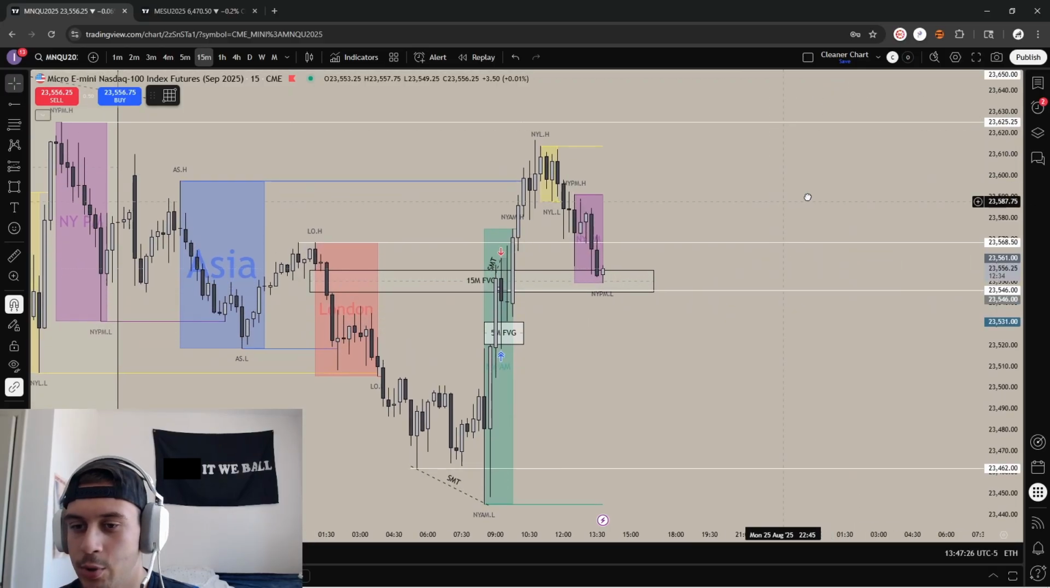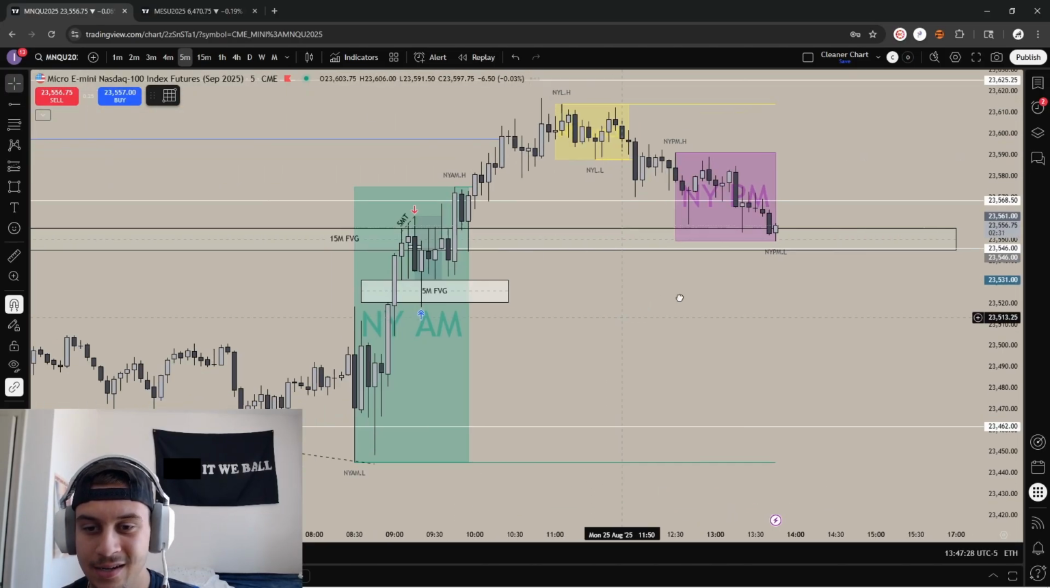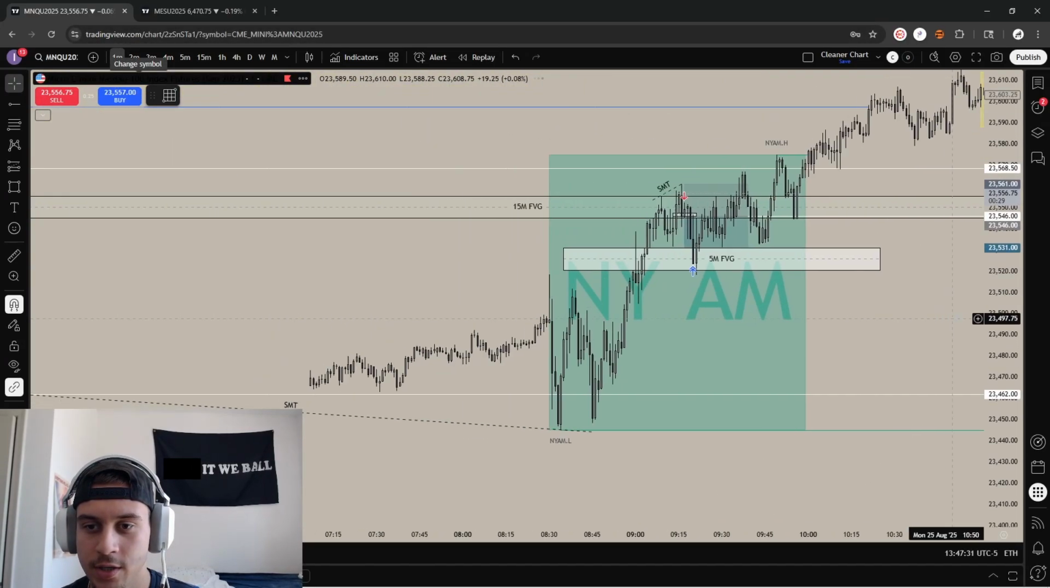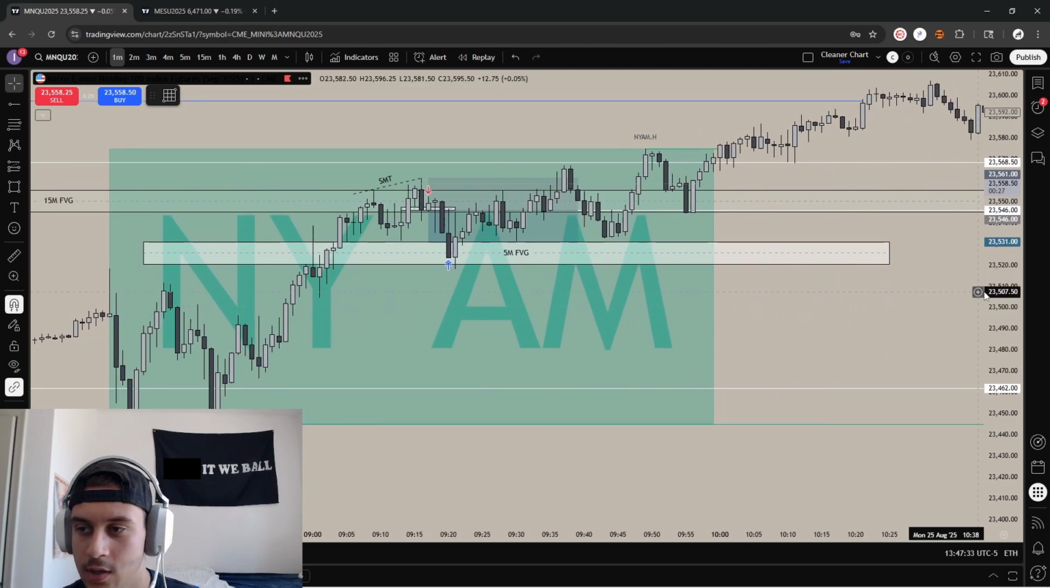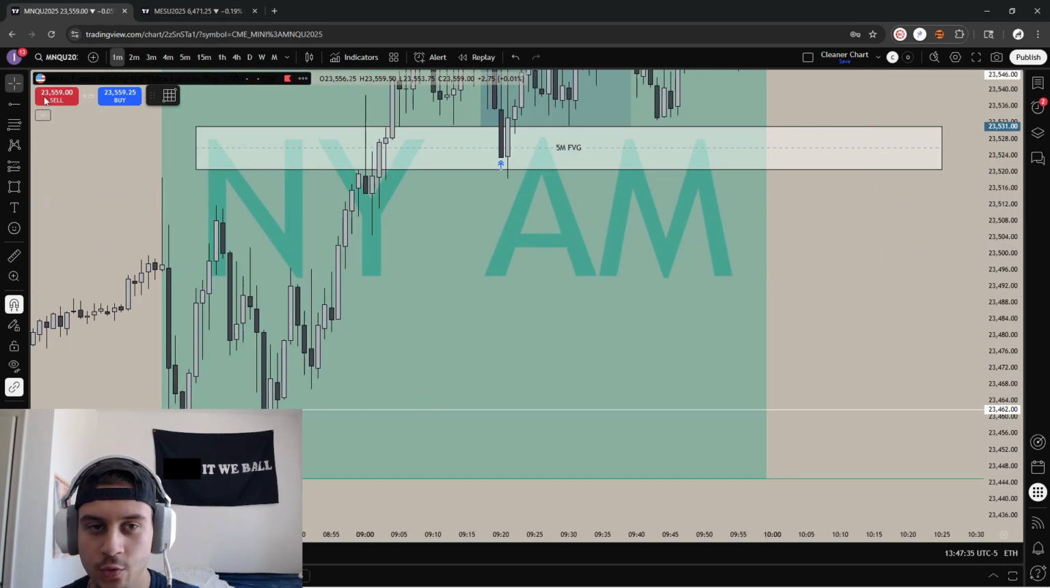But yeah, pretty midday today, especially with price action. Let's go back to the 1 minute and just see how terrible PA was. Just a whole bunch of wicks.